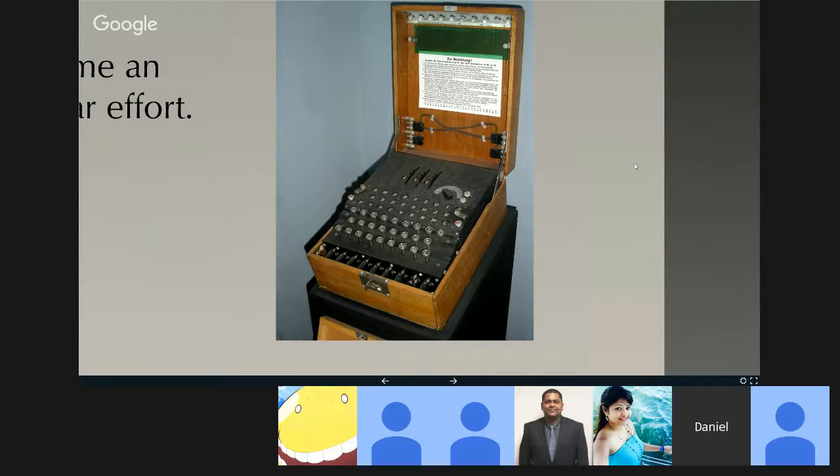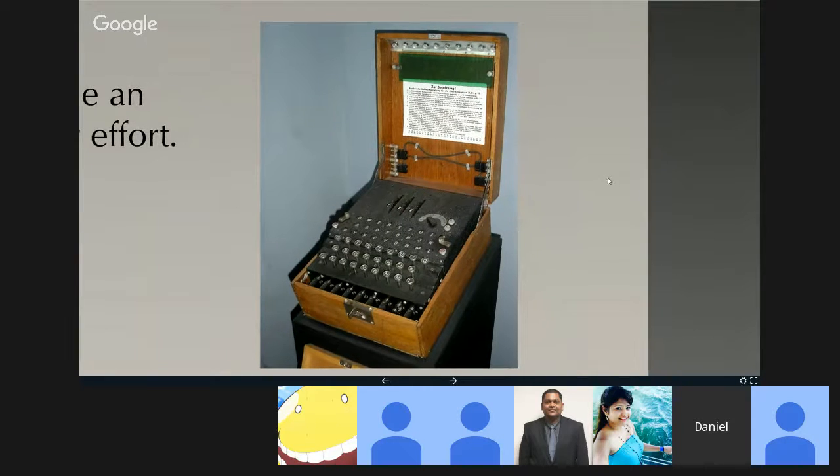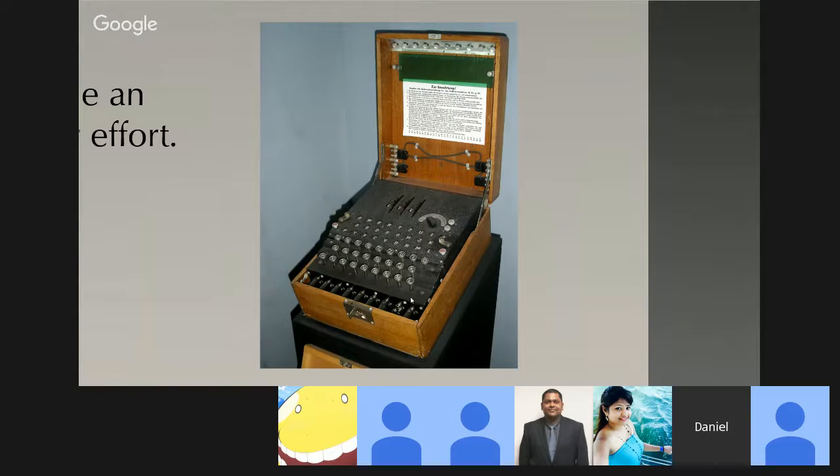But the code was supposedly uncrackable. It was the best cryptographic device that existed at the time. No one knew how to crack it. And even if you did crack it, they changed the codes every day. So say it takes you 15 hours to crack the code, and then you only have a few hours left before the code's useless, and you have to do it again the next day. So everyone thought this was uncrackable. Everyone thought that the Germans were far superior to us.